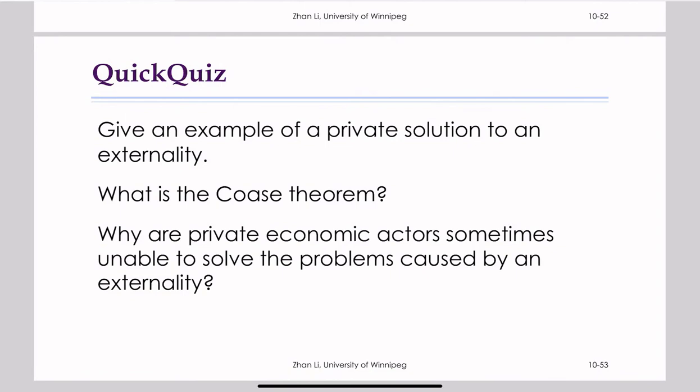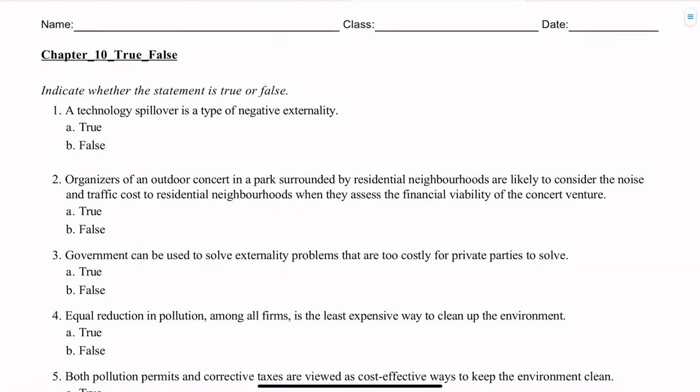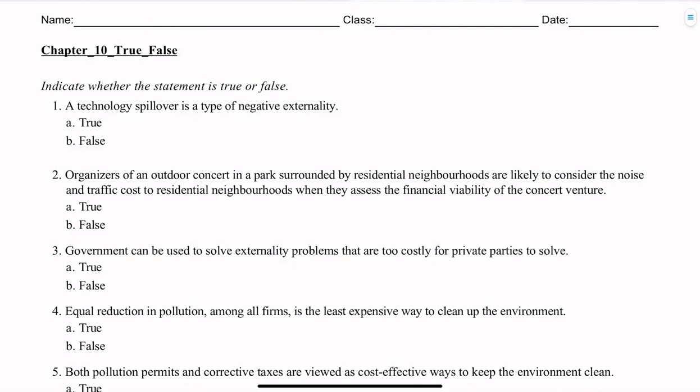Okay, let's see the true-false question. So you can see that this chapter is very conceptual, right? We don't have a lot of calculations. We were basically talking and telling different examples in the lecture, right? So just make sure you understand these concepts, right? What is the negative externality? What is the positive externality? What is this Coase theorem? And how do you solve negative externalities and positive externalities, right? And why are market-based approaches generally preferred to command and control approaches, right?